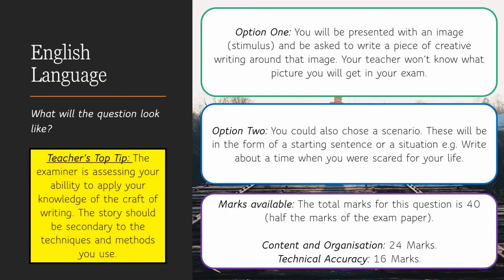The teacher's top tip then is that the examiner is assessing your ability to apply your knowledge of the craft of writing. The story should be secondary to the techniques and the methods that you use. Okay, so it's all well and good if you can come up with a brilliant story, that's great, but it's not really what we're after. It's not really where all the marks are. The main marks are going to be in terms of your content and organisation, which again is about the techniques you're using, and the technical accuracy, meaning your spelling, your grammar, and your punctuation.